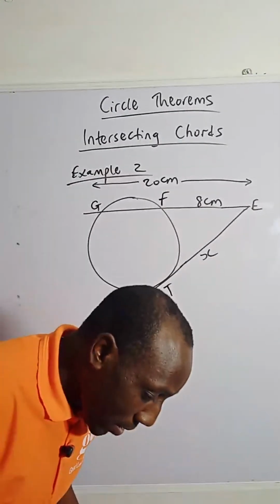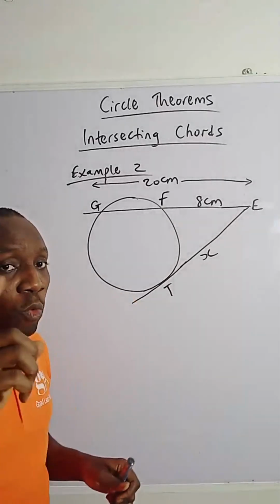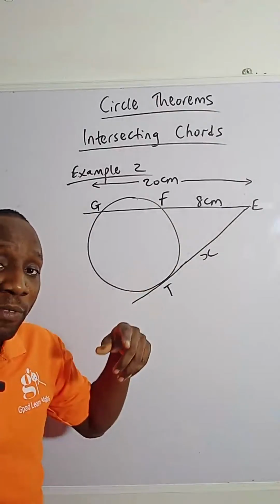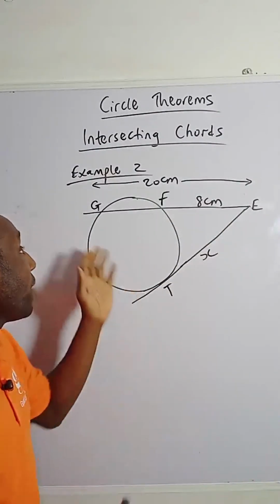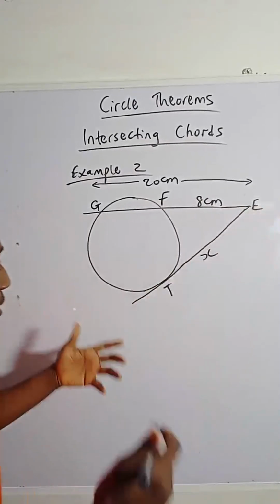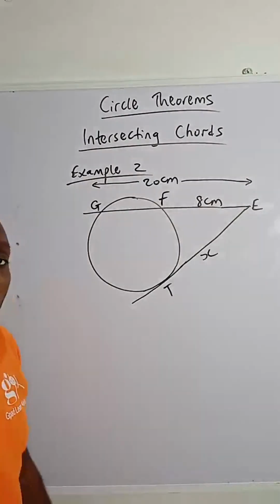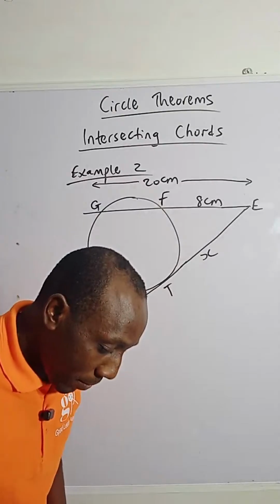Okay, I'm going to ask who can tell me if you can work it out. Let me just give you 1 or 2 minutes to see if you can use the third case where you have a secant and a tangent. If you can do it, you can go ahead and work it out. Let me give you 1 minute to give this a try.